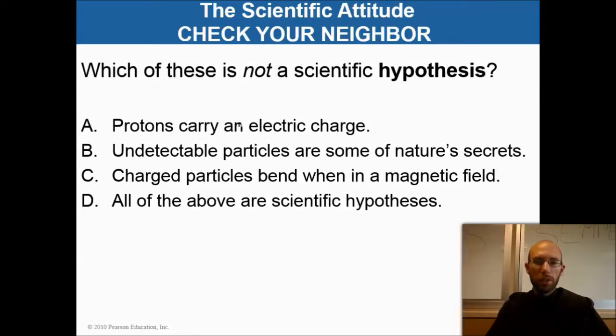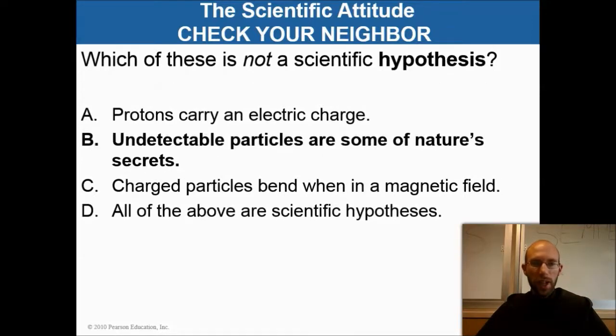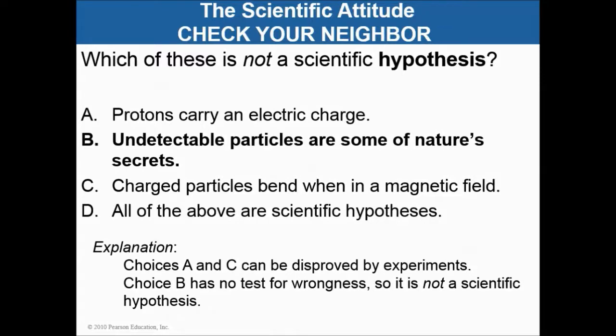Pause the video and determine your answer. In this case, it is the second sentence. Undetectable particles are some of nature's secrets. That is not scientific, and it is not scientific because it cannot be disproved. It has no test for wrongness, so it is not a scientific hypothesis. It has to be disprovable. It has to be able to be contradicted in order to be scientific. Can you prove it wrong? That is the question that you should ask when you are determining whether or not a hypothesis is scientific.